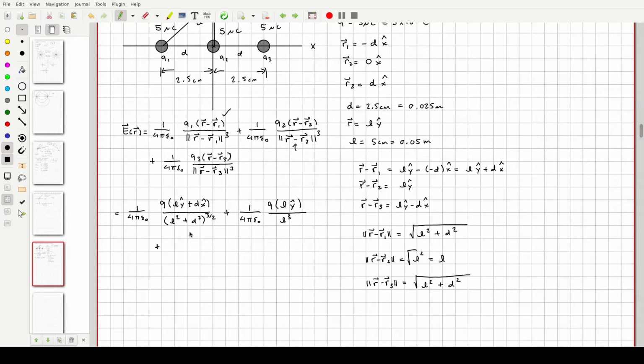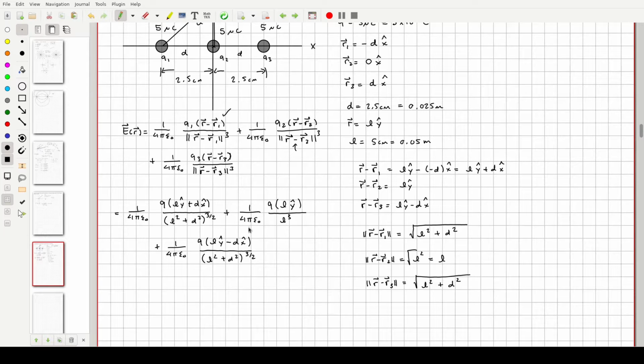For our third and final charge, 1 over 4 pi epsilon naught, Q3 is just Q, r minus r3. R minus r3 is this, Ly hat minus dx hat. And in the denominator, again, we have r minus r3 cubed, which is going to be L squared plus D squared raised to the 3/2 power. So this right here is what our electric field looks like.